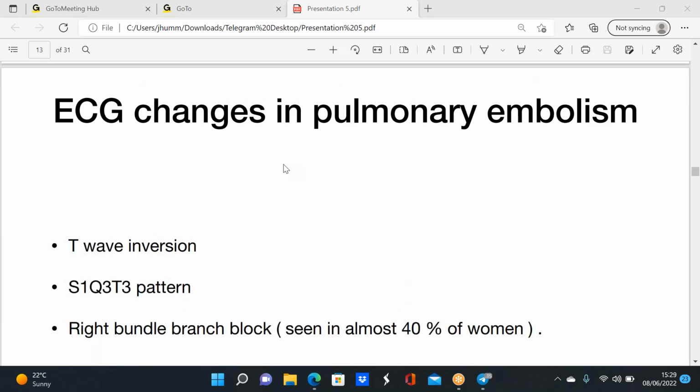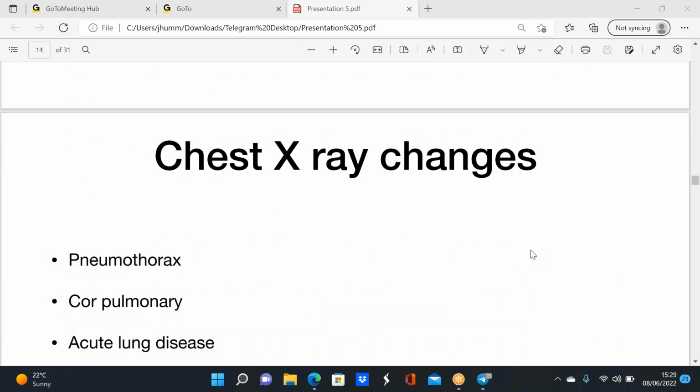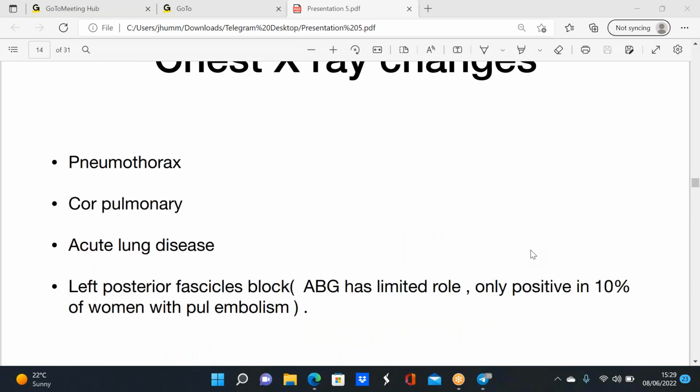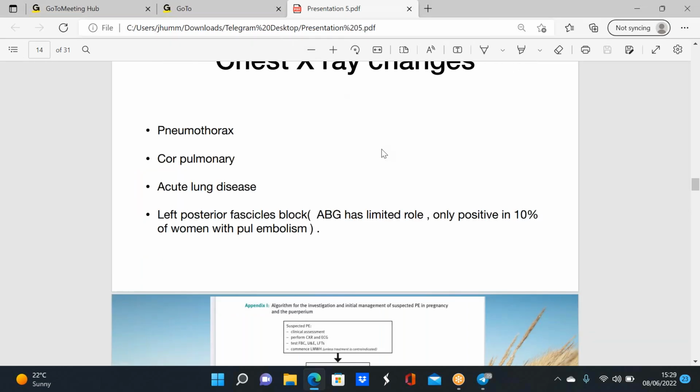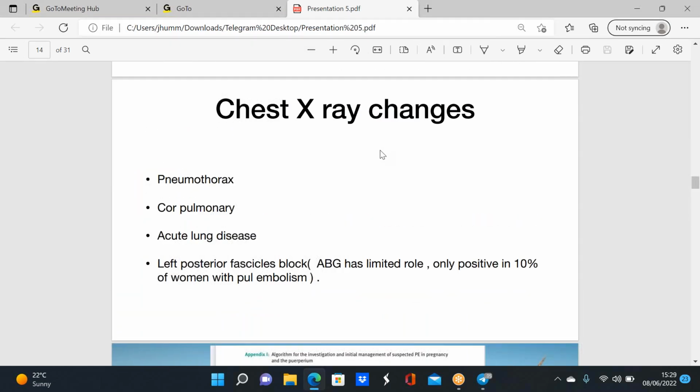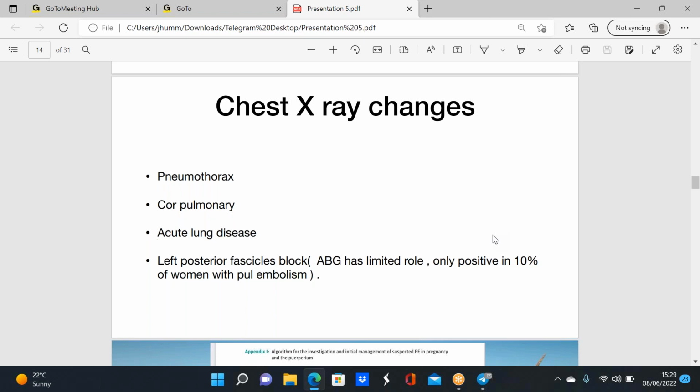Okay, now what are the ECG changes in pulmonary embolism? That will be T-wave inversion, S1Q3T3 pattern, right bundle branch block. It will be seen in almost 40% of women. And in chest X-ray, certain changes will be visible. That will be pneumothorax, acute lung disease, left posterior fasciculus block. Okay. It's written that ABG has a limited role, only positive in 10% of women with pulmonary embolism. Okay.